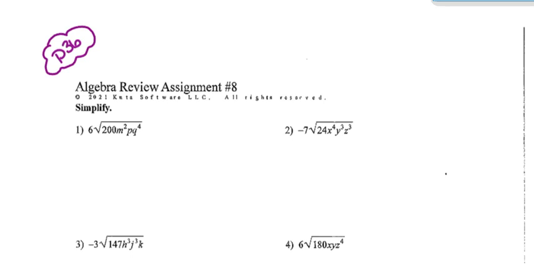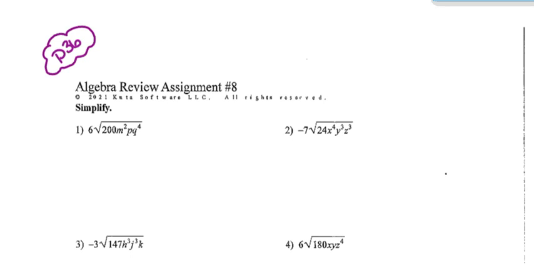Welcome. At this point, we're pretty good at solving quadratic equations by factoring, and today we're going to kick that up a notch and take it to the next level and talk about solving quadratics by completing the square. Now, part of this process is to simplify radicals, so I want to take a minute or two before we get started solving equations and review simplifying radicals.